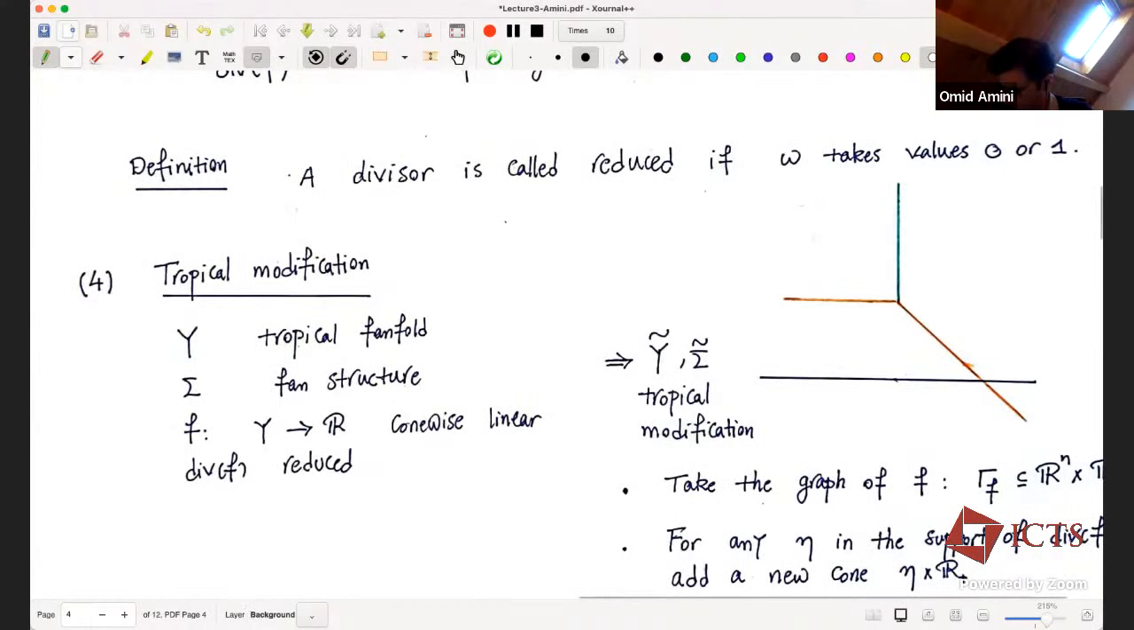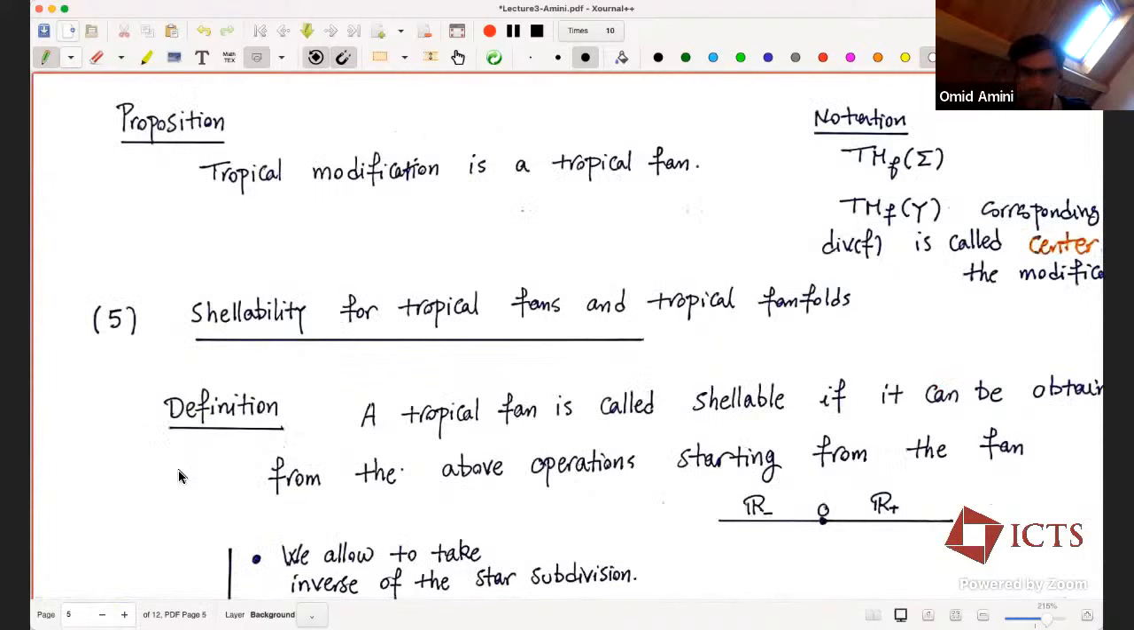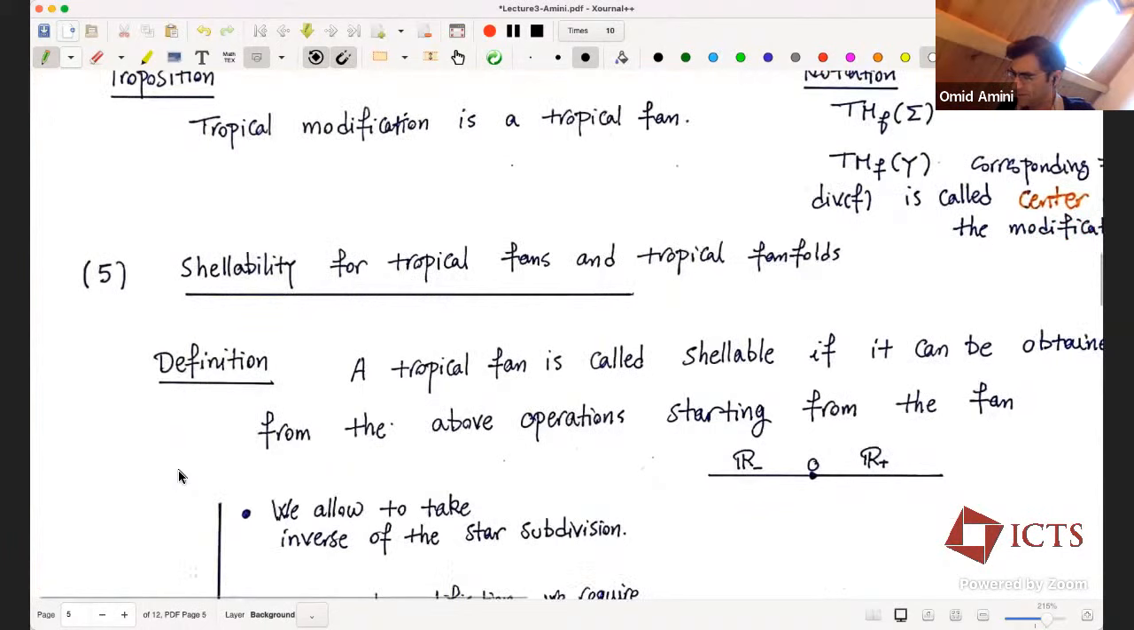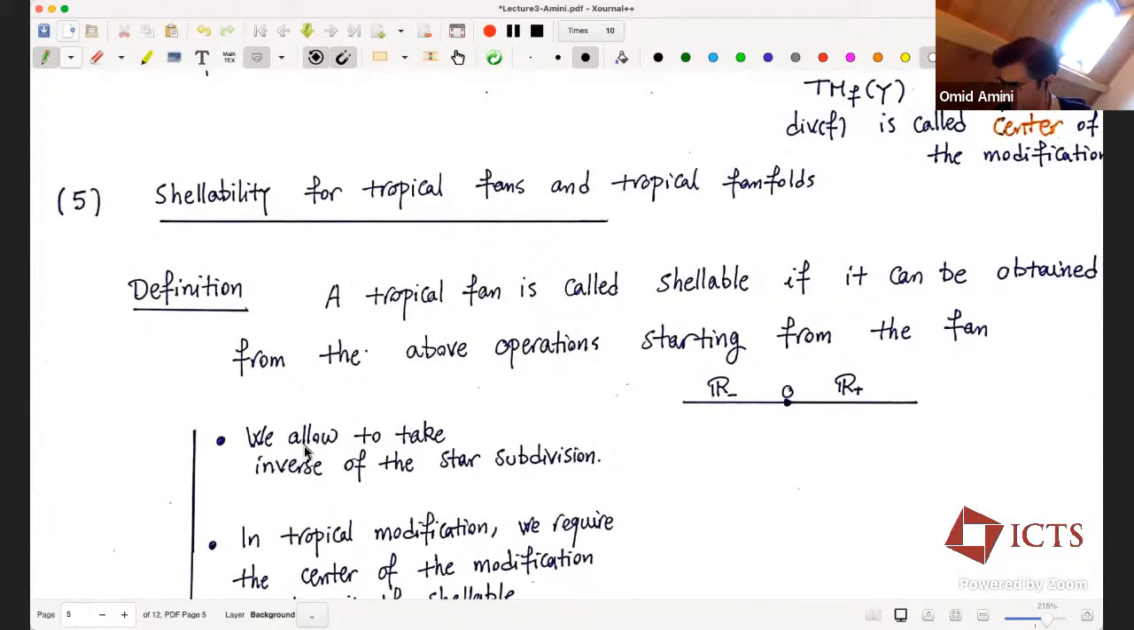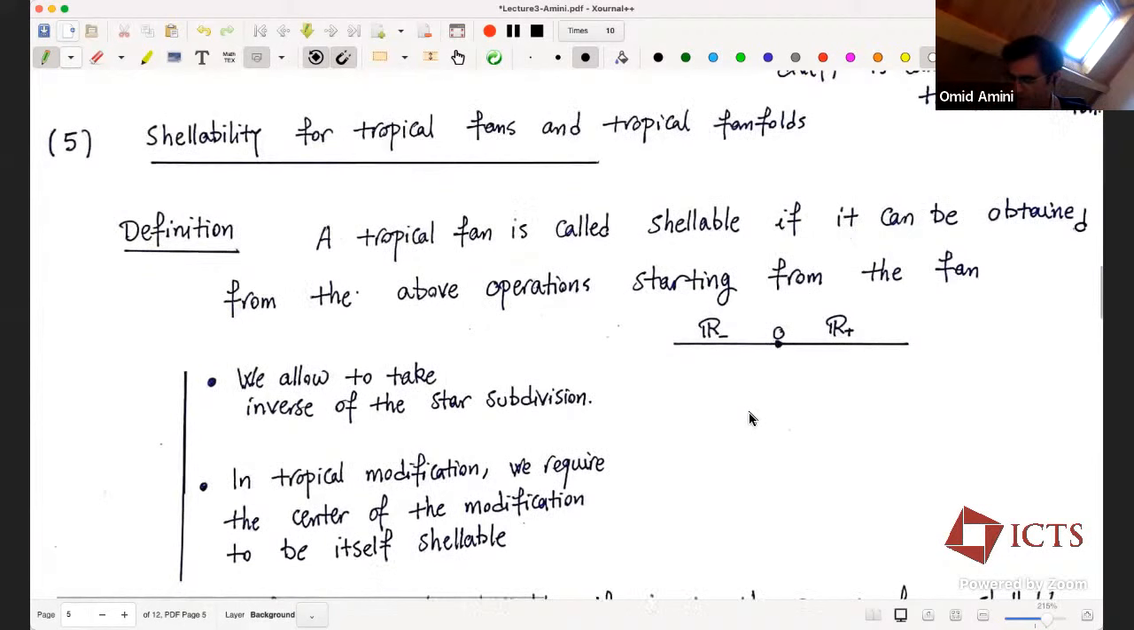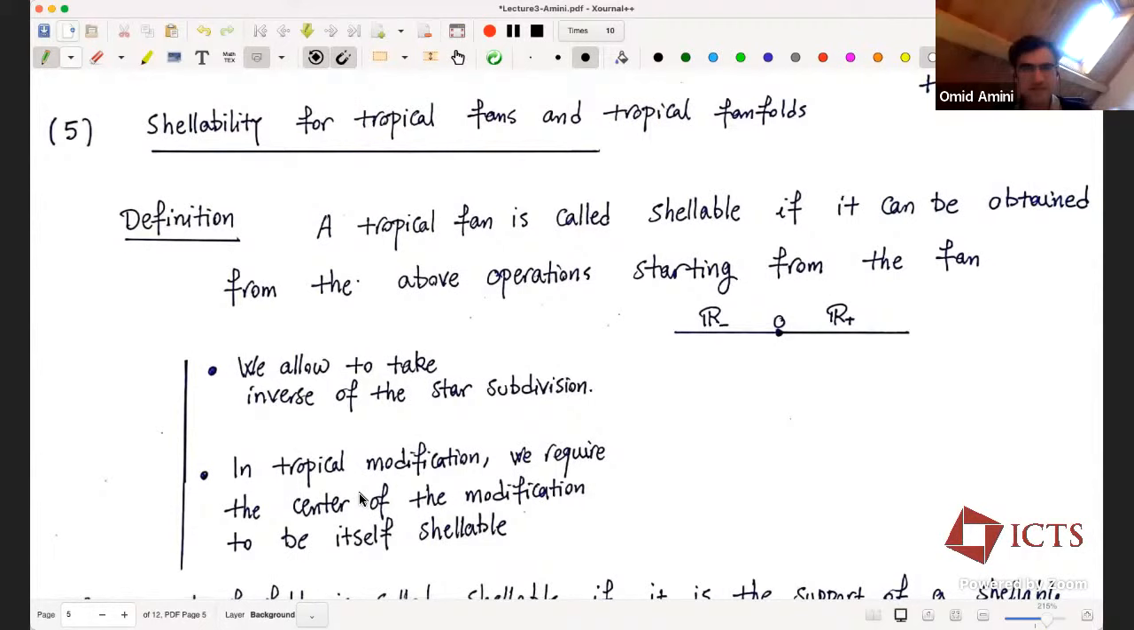These operations allow us to define a notion of shellability for tropical fans, by saying that a tropical fan is shellable if it can be obtained from these operations from something very simple, which is just the line. The line has a unique fan structure. And in order to get something meaningful, you have to allow taking the inverse of the star subdivision. We also ask the center of the modification, which is the divisor of the function and has one dimension less, to be shellable. So these are the two requirements. And then you get a lot of tropical fans by just using these basic operations.